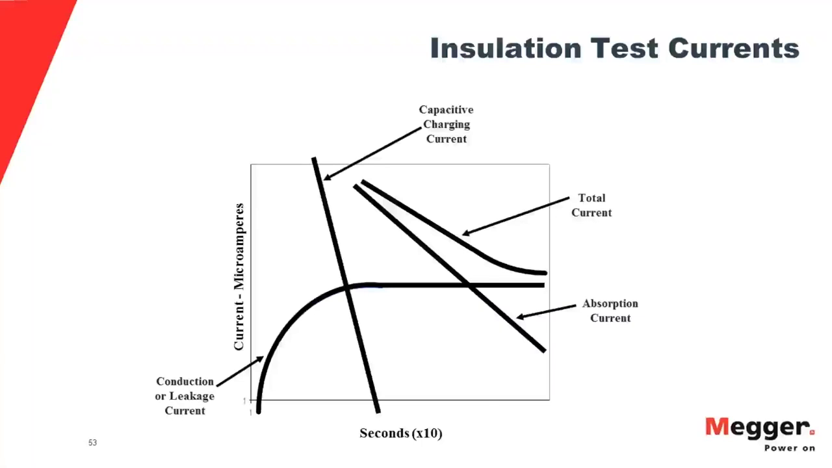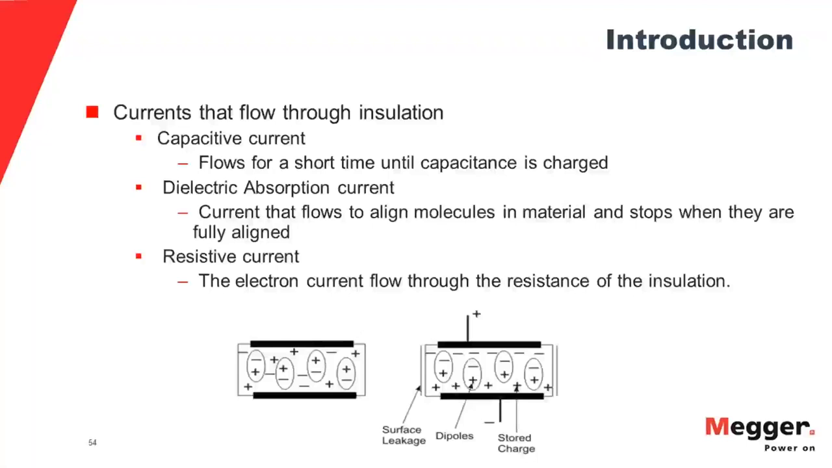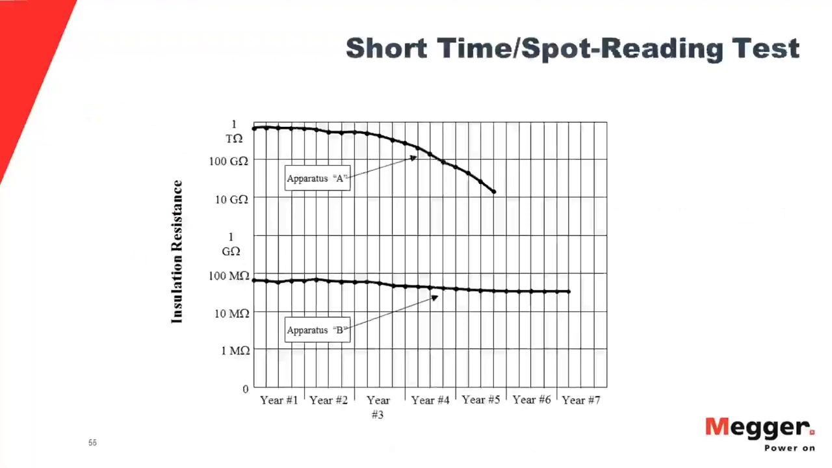This is a quick look at the way insulating material will polarize against the voltage gradient, and that's your absorption current that is occurring while the insulation test is going on. And this is why your numbers keep rising as these currents become less and less. So a short time test, the spot reading test, is a very quick test.